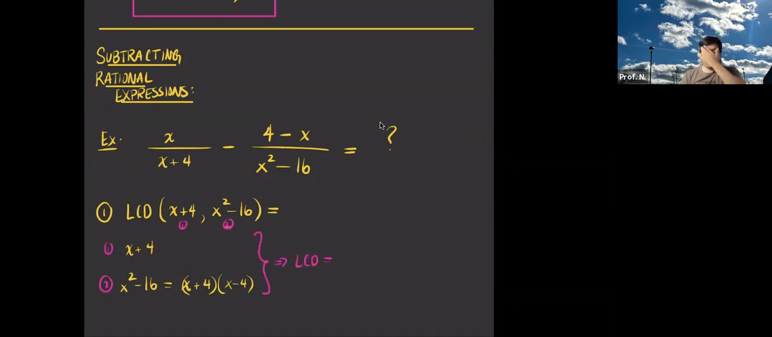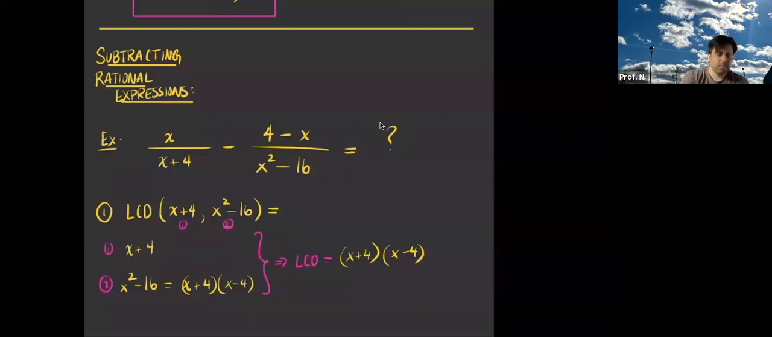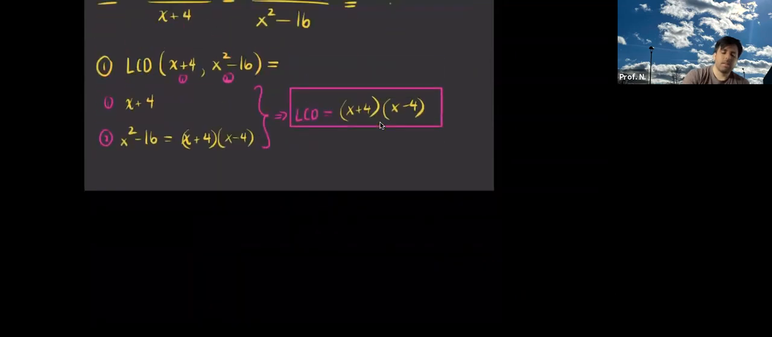Remember, the LCD includes all the factors all together. So that's right, the LCD is x plus 4 times x minus 4. Both of them have x plus 4 in them, but the only thing that's missing is the x minus 4 for the first denominator. So that's why the LCD is x plus 4, x minus 4. That's step number 1. So I found it. Great.